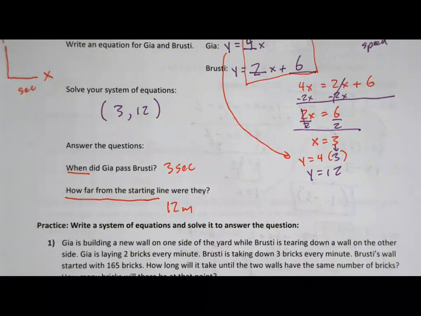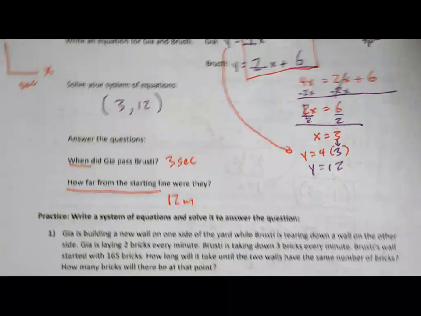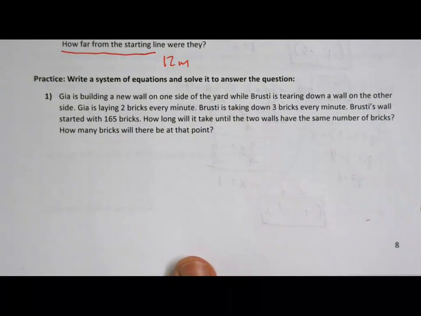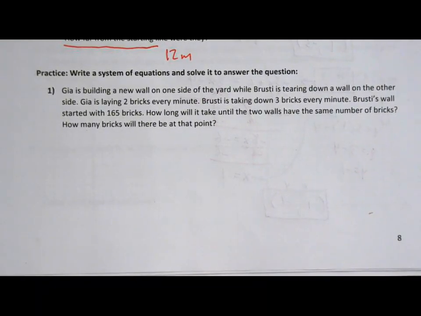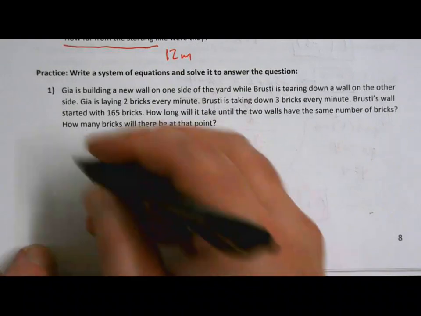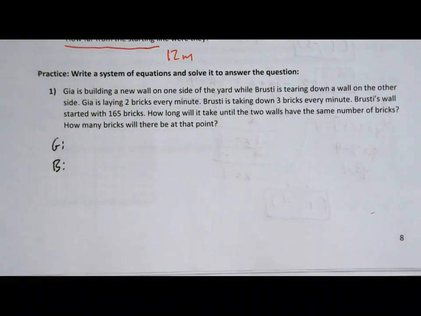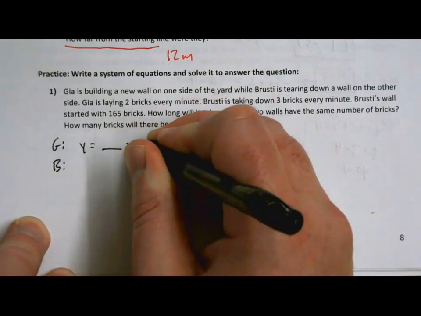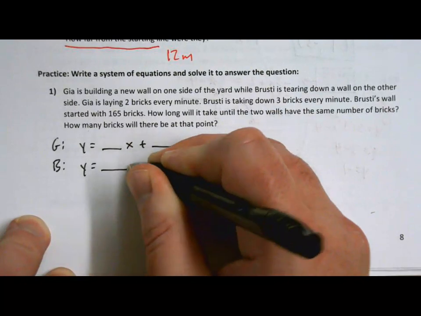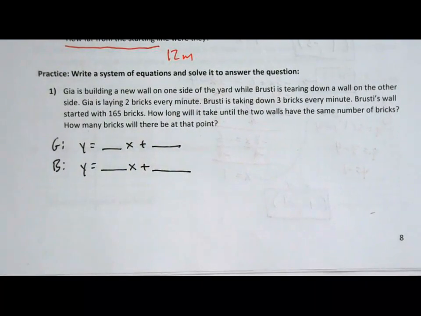Folks, I would love for you to do that last problem there. While you're working on this, I'm going to pass out the assignment. I'll put a solution up here so you can check as you go. If you don't have time to get this one done, that's okay. Go ahead and see if you can at least write me a couple equations, though, one for Gia and one for Brewsty. Your equations are going to be in the format y equals mx plus b again. But what's tricky about this is that one person is adding bricks on and the other person is taking bricks away. So you're going to have a negative m on one of those because they're taking bricks away.